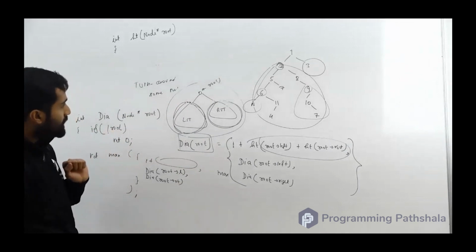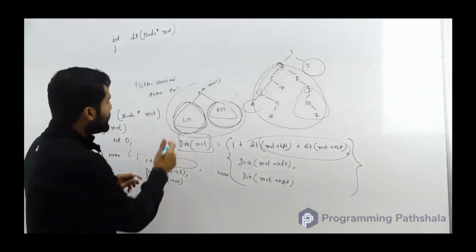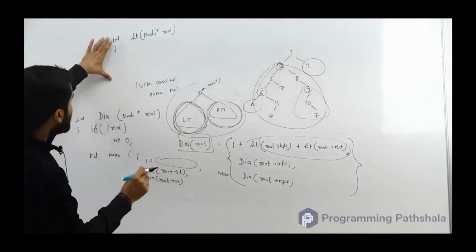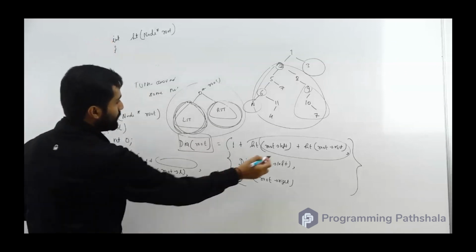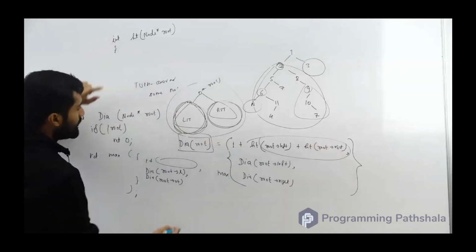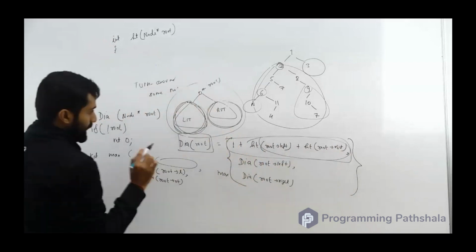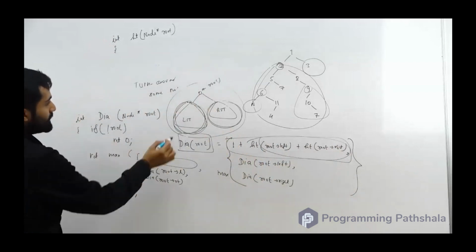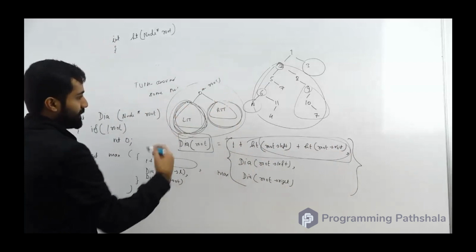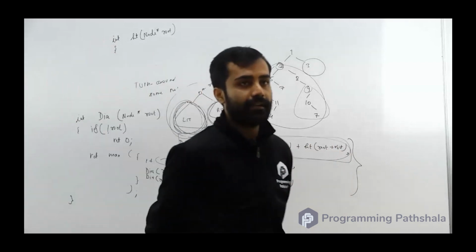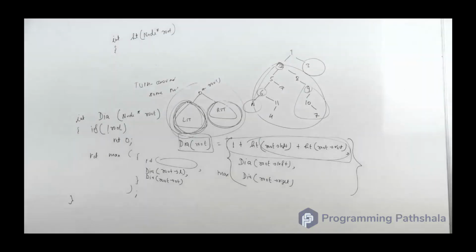And what is this? First, compute the height of the left subtree by making this call. Then compute the height of the right subtree by making this call. Figure out this value. And then try to find the diameter in the left subtree and then the diameter in the right subtree, and keep doing this on and on and on. Can you talk about the time complexity here? If there are n nodes, how many operations are we doing?